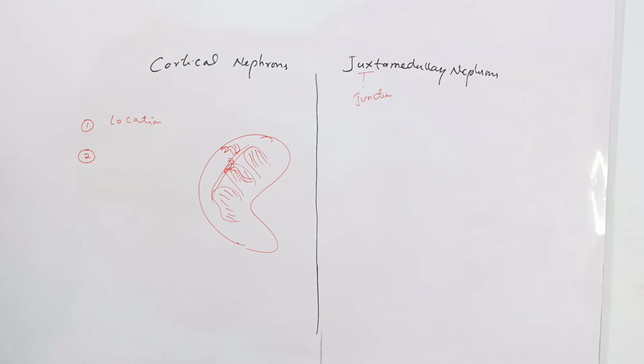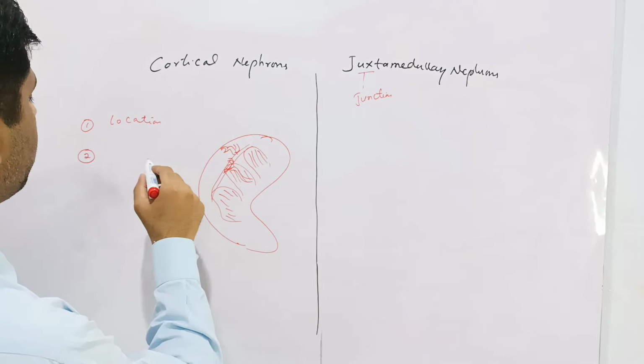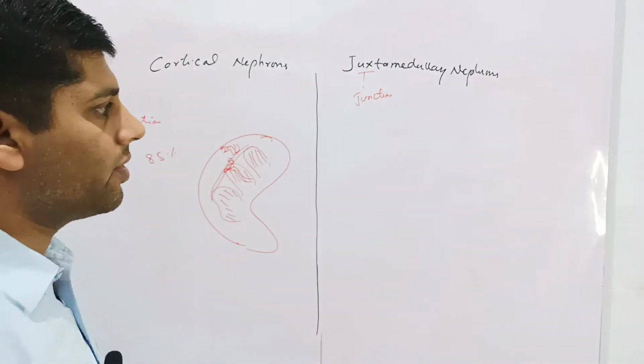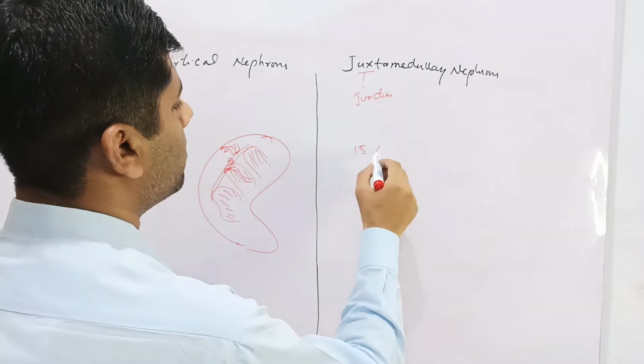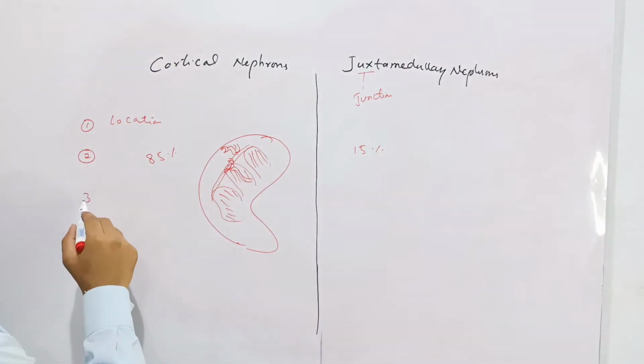Second difference is their abundance. The cortical nephrons are most abundant. About 85% of the nephrons in the kidneys are cortical nephrons, while there are only 15% juxtamedullary nephrons. Third is their function.